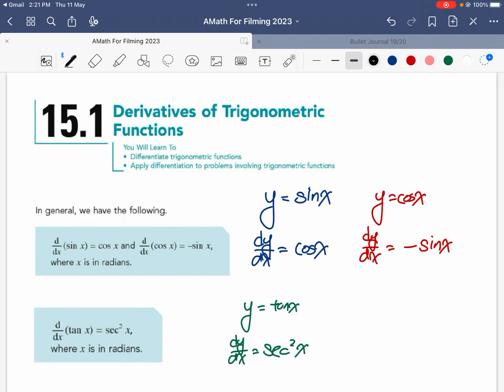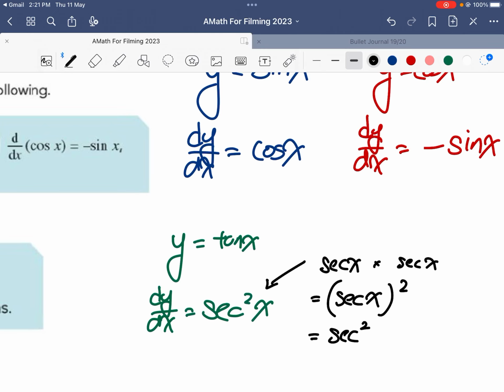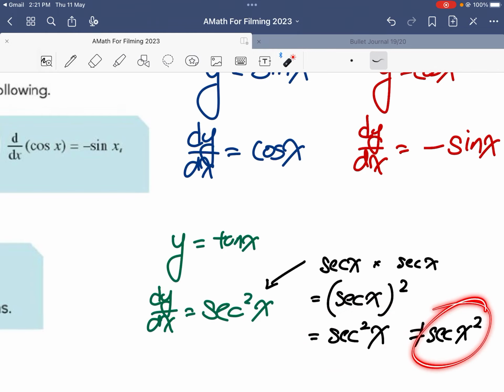Just a little bit about notation here. When you have secant squared x here, it simply means that what we have is secant x times secant x, which is secant x in brackets squared. The notation that we write it is in this way, secant squared x. Please be careful, this is not the same as secant x squared. Make sure you know the difference between this and this.